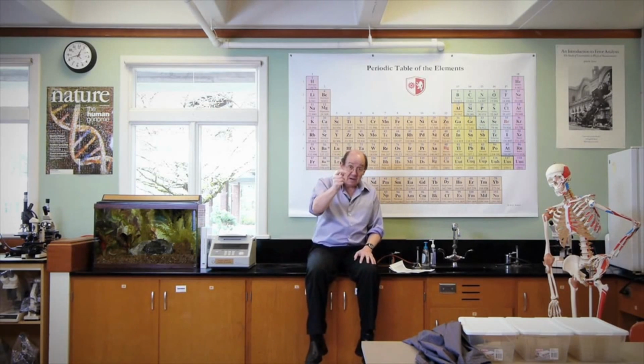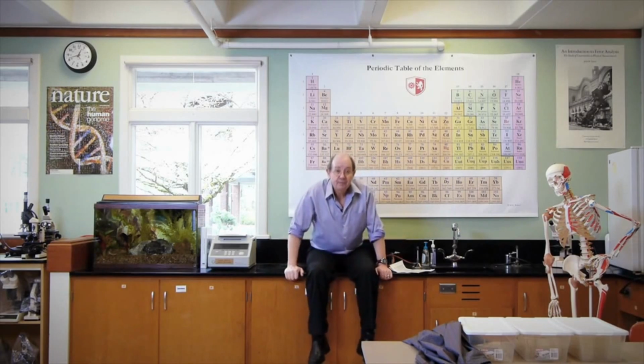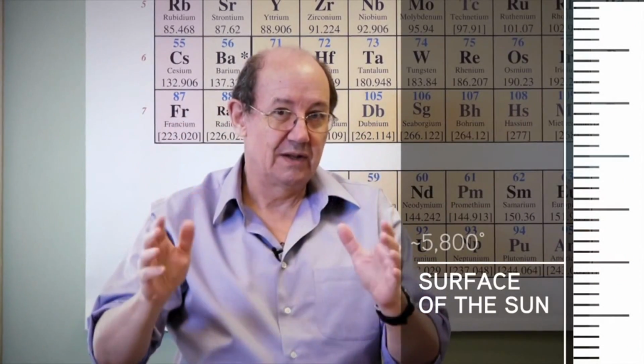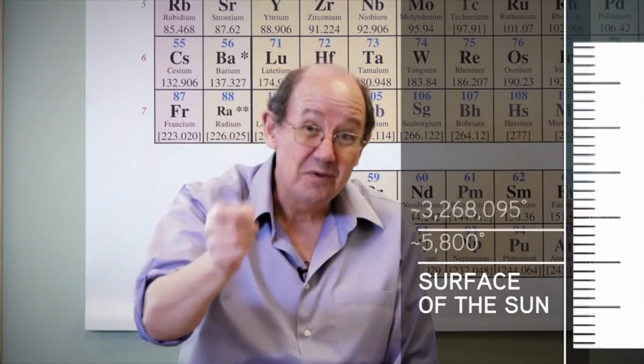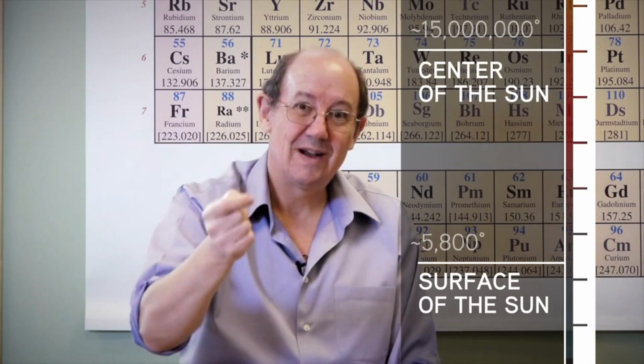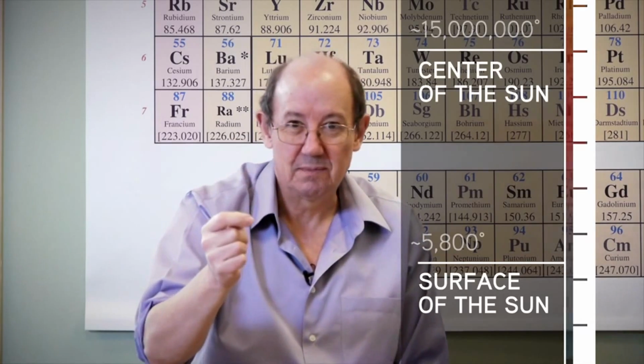The nearest star to us is our sun. At the surface, the sun is 5,800 degrees Celsius, but at its center, it's 15 million degrees. Now, think about that. Water boils at about 100 degrees Celsius. That's about 373 degrees above absolute zero, the coldest temperature there is. So the center of the sun is about 40,000 times hotter than boiling water.